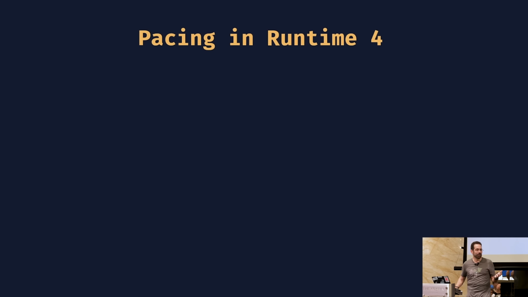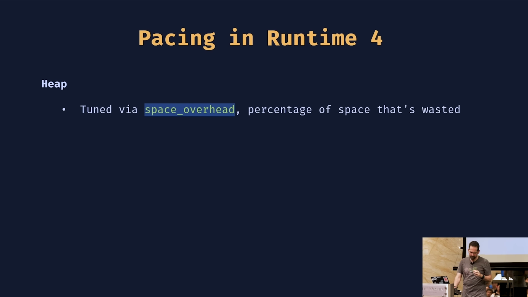So again, let's talk about pacing in runtime 4 first, how that works. We're going to talk about allocations on the heap, on the managed heap, and allocations off the heap, which it turns out are managed differently. So anytime you build a garbage collector, you need to decide how users will express how they want the garbage collector to make the trade-off between compute and space.